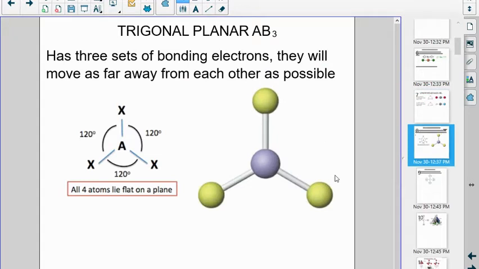Next up, AB3. That ends up being trigonal planar. Exactly what the words sound like. They're in a triangle. Planar, they're all in the same plane. So it's a flat molecule. They get as far away from each other as possible. We get 120 degrees between them.